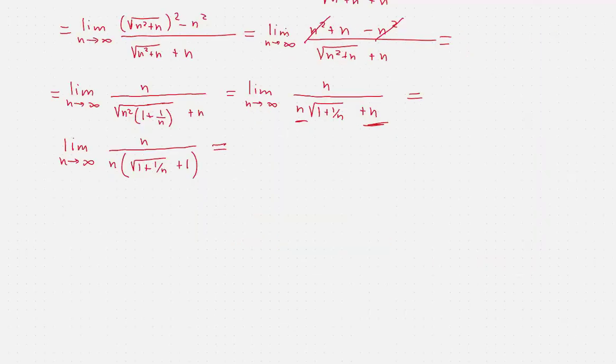So we cancel these two things and we get the limit as n tends to infinity of 1 over square root of 1 plus 1 over n, plus 1. And the only thing which is variable here is this 1 over n. What's the limit of that? It's 0 as n tends to infinity. So now we can do our square root of 1 plus 1, which is 1/2.